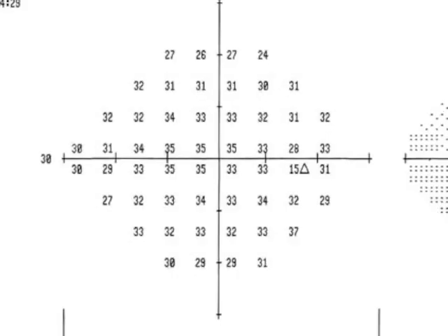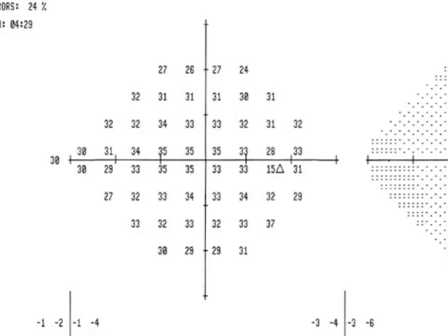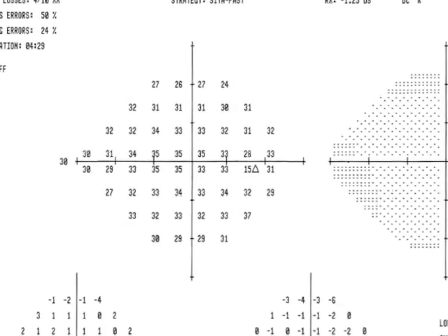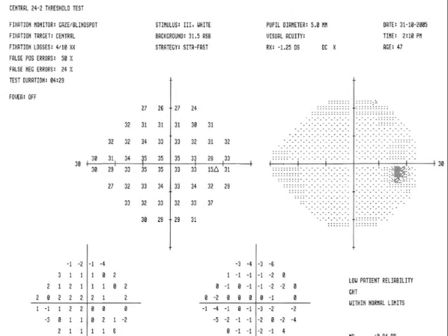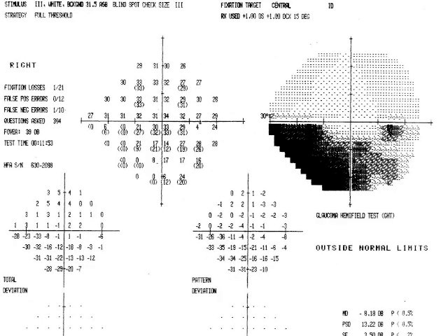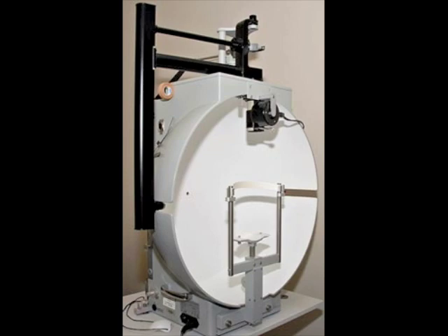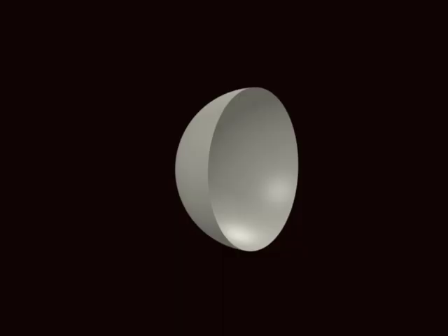The results are printed as a numeric value for the sensitivity at each point, and then represented as a grayscale picture to aid interpretation. This is typically used for screening and monitoring of glaucoma. Here is a normal Humphrey field, and here is an arcuate defect in glaucoma. This is termed static threshold perimetry, as the stimuli are shown in fixed grid positions to establish the threshold at each point. In contrast, the Goldmann field is kinetic threshold perimetry, where the light stimulus is moved in towards the center of the vision until it is detected.